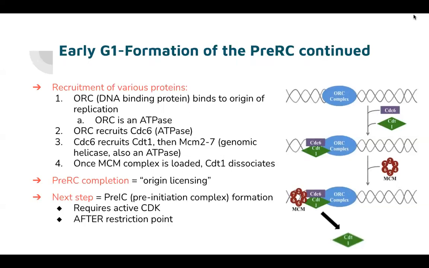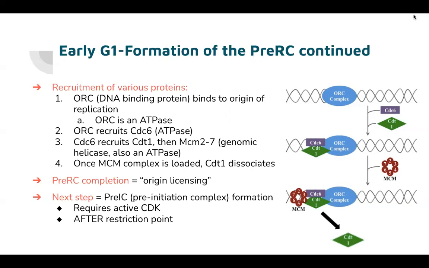And so for the formation of pre-RC, the start of the formation begins with the ORC DNA binding protein binding to the origin of replication. And keep in mind, there are many origins of replication along each chromosome to help start off the process of DNA replication, which we'll talk about in next week's topic.